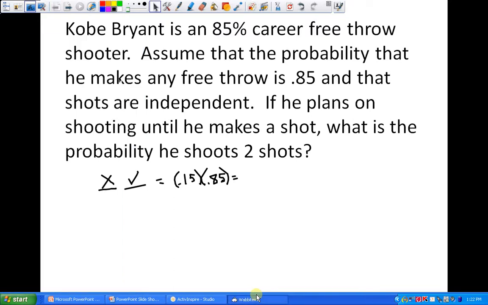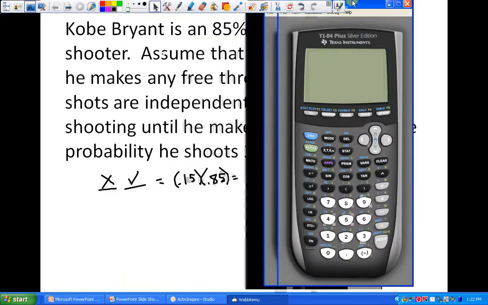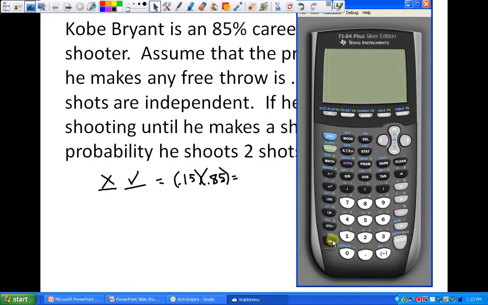So we'll get our probability here, and we'll also, just like we did with binomial distribution, show how to do it in the calculator. So we have 0.15 times 0.85, and that's our answer.